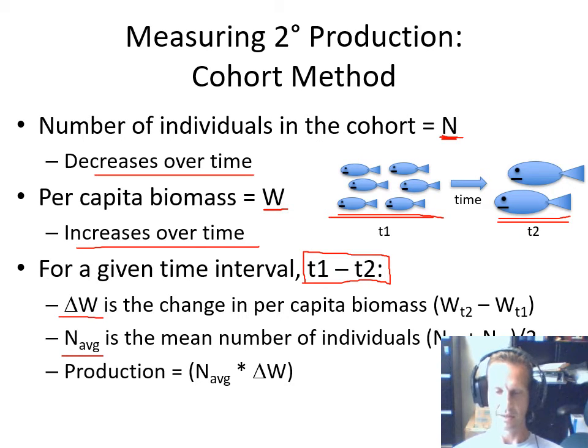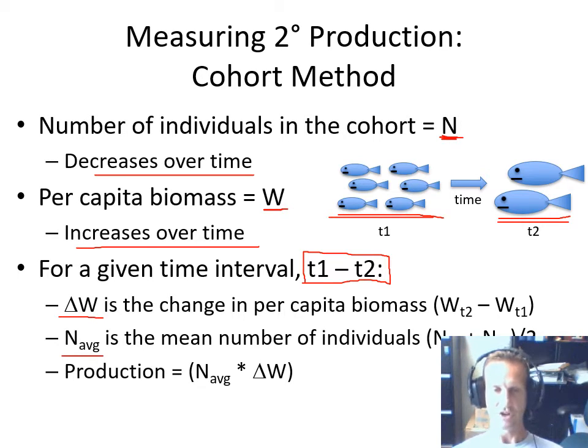And then you take the number of fish that were present at the end of that time interval, and you take the average of those two numbers. So you sum them up and then divide by 2 to figure out what the mean number of individuals was that was present during that interval of time that you're focused on.